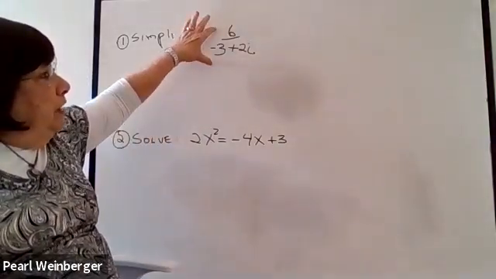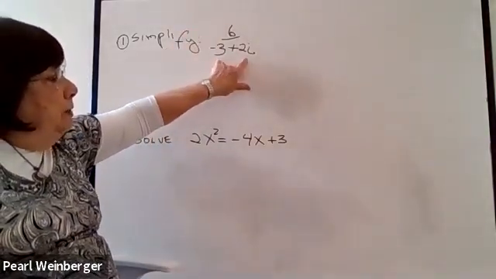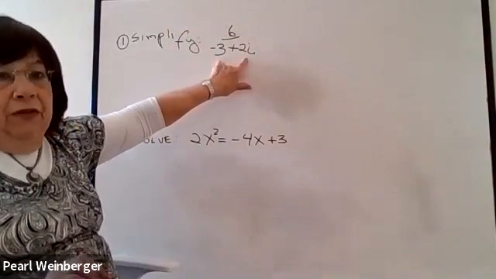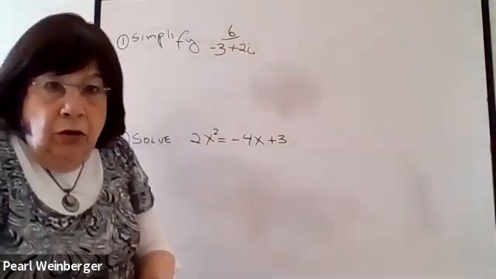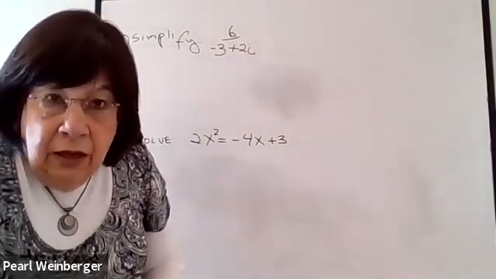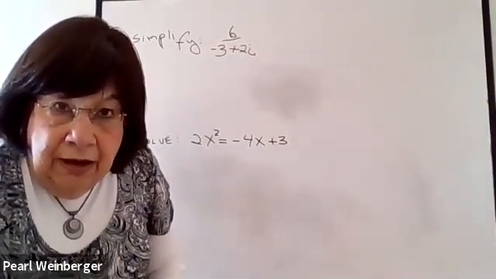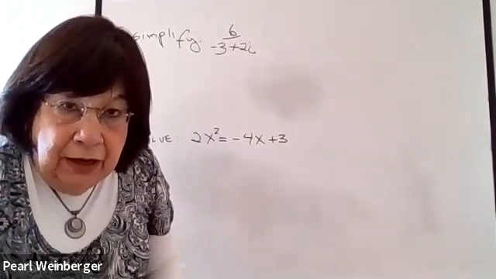Whenever you're given a fraction, you look at the bottom, the denominator. If there's a square root in it, or if there's an i in it, you've got to rationalize it.